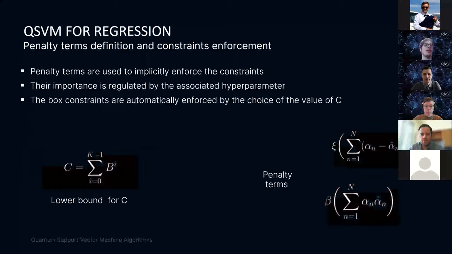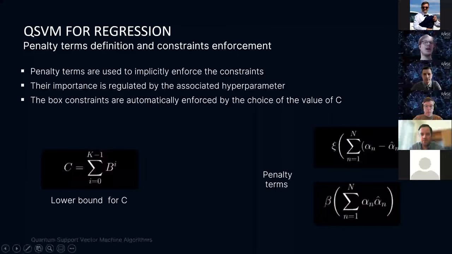So now going on, we just spend a few words about the penalty terms and, in general, how the constraints are satisfied. The box constraints are easily satisfied because, as we can see from the encoding equation, the maximum value that each variable can take is expressed by this quantity here.